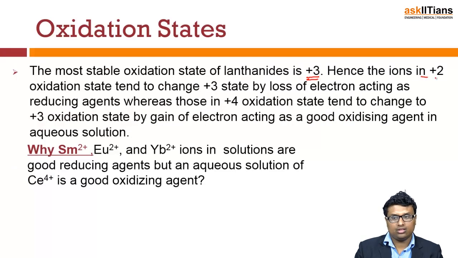Next, the main stable oxidation state of lanthanides is +3. Hence, for example, a +2 ion tends to change to the +3 oxidation state by loss of an electron, and it acts as a reducing agent. Whereas +4 ions tend to change to the +3 state by how? By gain of an electron, and act as good oxidizing agents in aqueous solution.